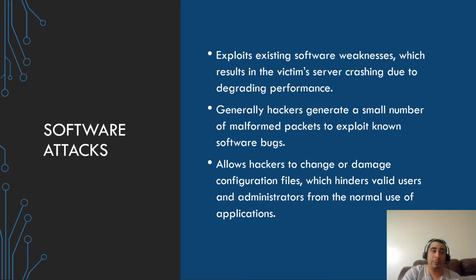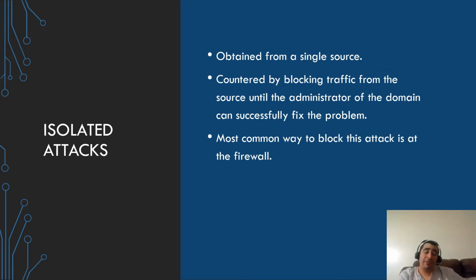So update your systems. Now, isolated attacks can be from anybody, hence the name isolated attacks. It can be from someone using a software, writing their own code, a bunch of script kiddies. Now, it can be obtained from a single source. The most common way to stop this is kind of obvious: at the firewall, whether it be the hardware firewall or the software firewall, basically blocking traffic at ports on a switch. Now, this can be countered by blocking traffic from the source until the administrator of the domain can successfully fix the problem.